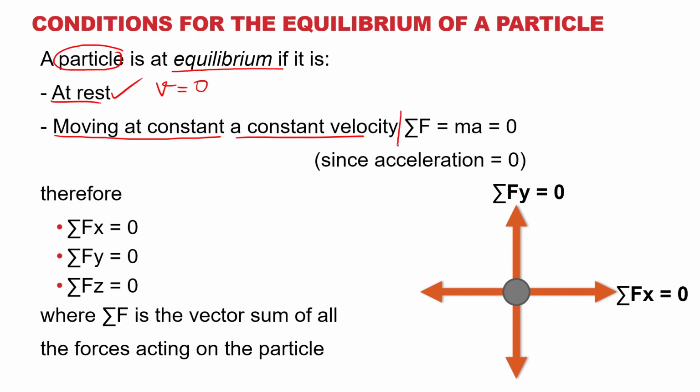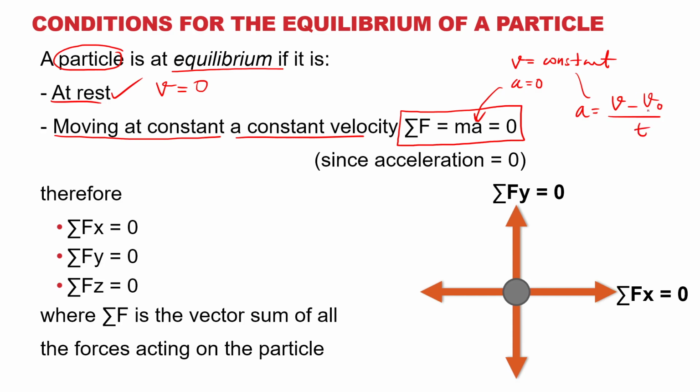So if you're using Newton's second law, summation of force is equal to mass times acceleration. Now acceleration is equal to zero. Why? Because velocity is constant, right? Since acceleration is equal to V minus V naught over time, no change. Original equals final velocity. So the whole acceleration becomes zero. So summation of forces will also become zero.